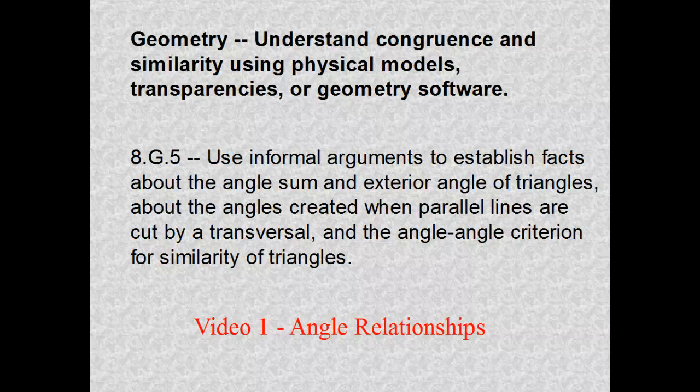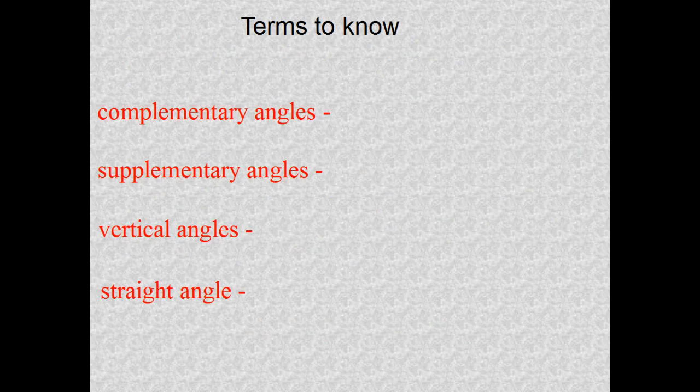Okay, this is 8G5. This is 8th grade geometry standard number 5. And we are going to be talking about angle relationships today. In the future, we're going to be talking a lot about the transversal lines, parallel lines, similarity, and all of the relationships that you might have between angles within different types of polygons. So let's just start today by talking a little bit about angle relationships.